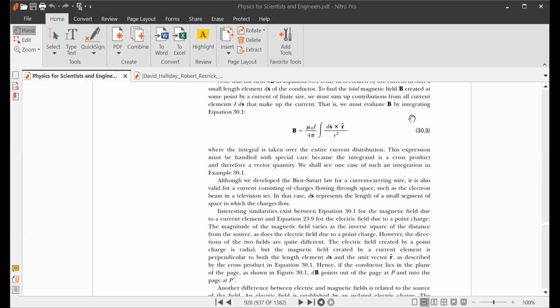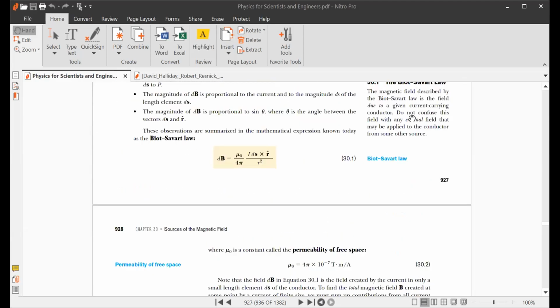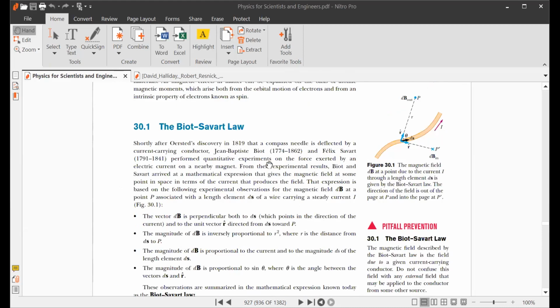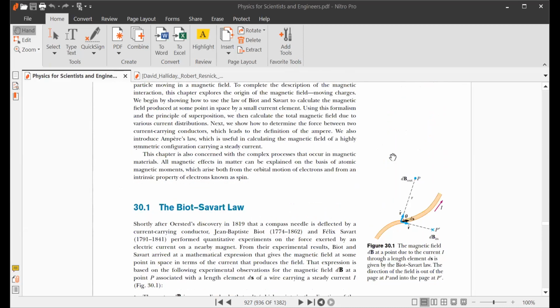Okay, yesterday we discussed the Biot-Savart law. It says that the source of the magnetic field is the wire in which a current I flows. For example, we consider this is the wire and this is the current, yeah?